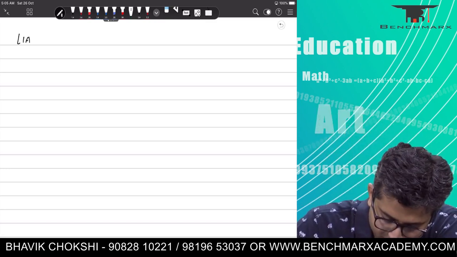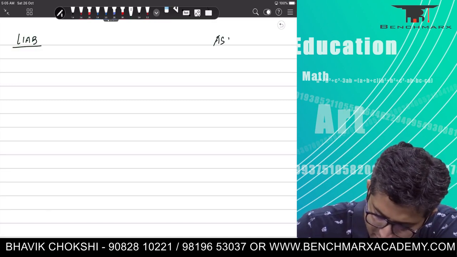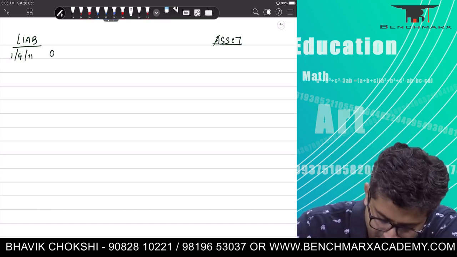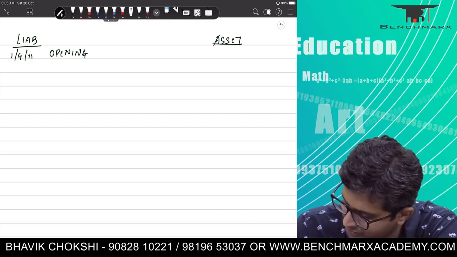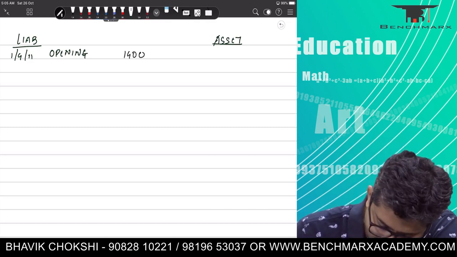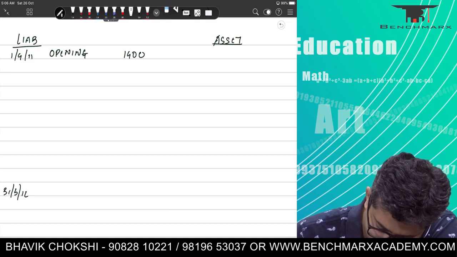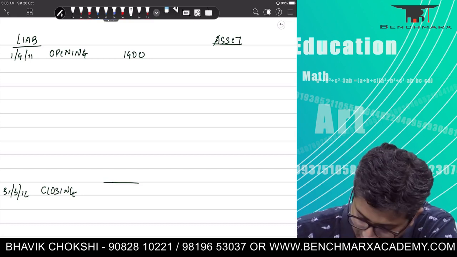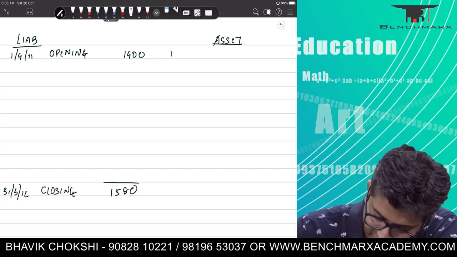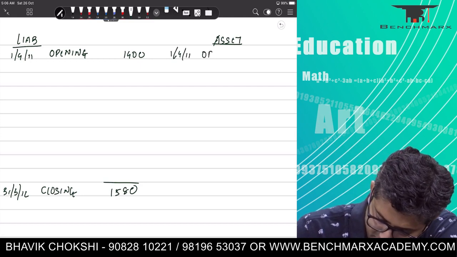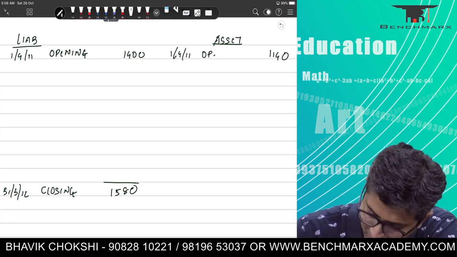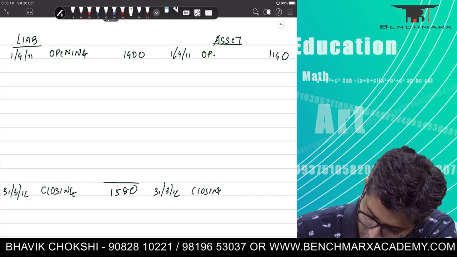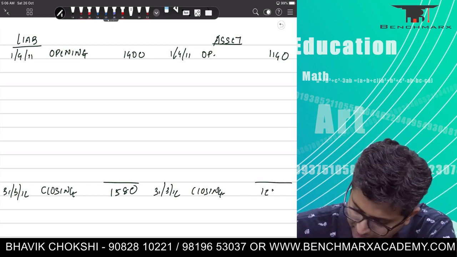So there will be a liability, and there will be an asset. On 1st of April 2011, there should be some opening balance of the liability. If you see, that is 1400, and by the end of the year, that is 31st March 12, there should be some closing balance, which is also given in the question as around 1580. For the plan assets as well, there should be an opening balance on 1st April 11. Your opening balance is, let us say, 1140, and your closing balance on 31st March 12 is also given to you as 1275.